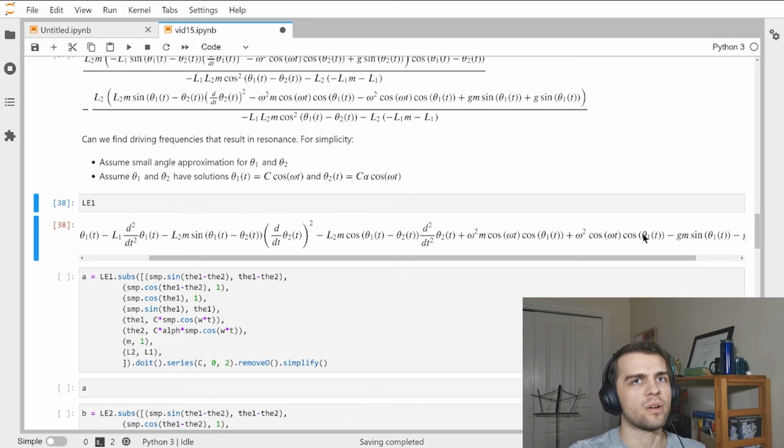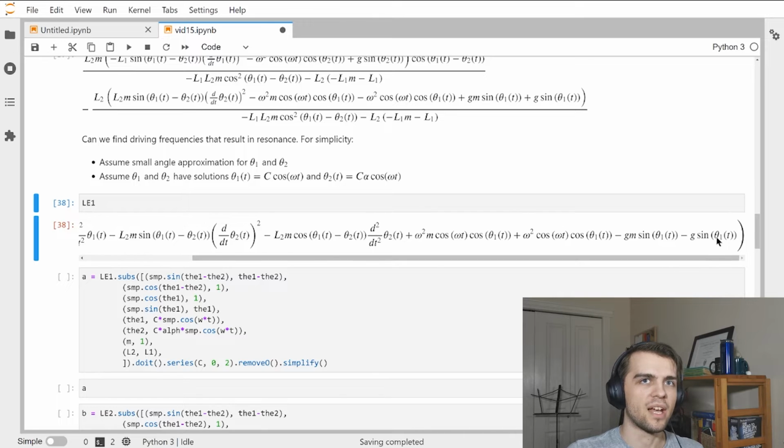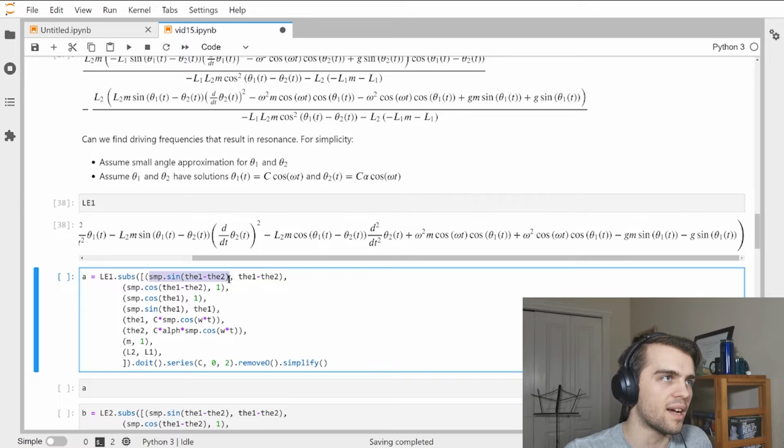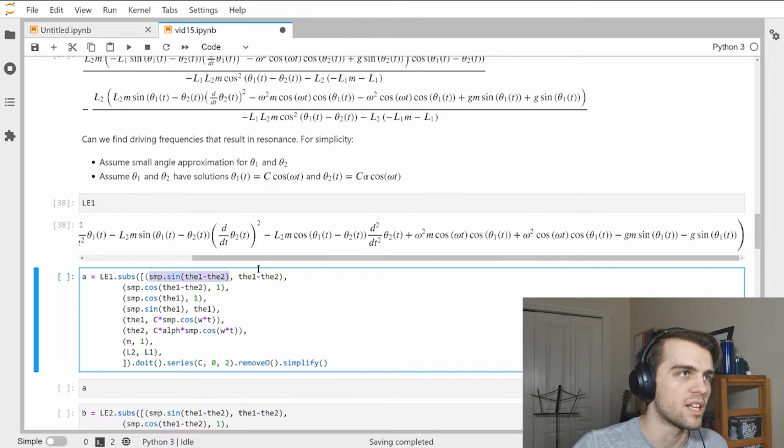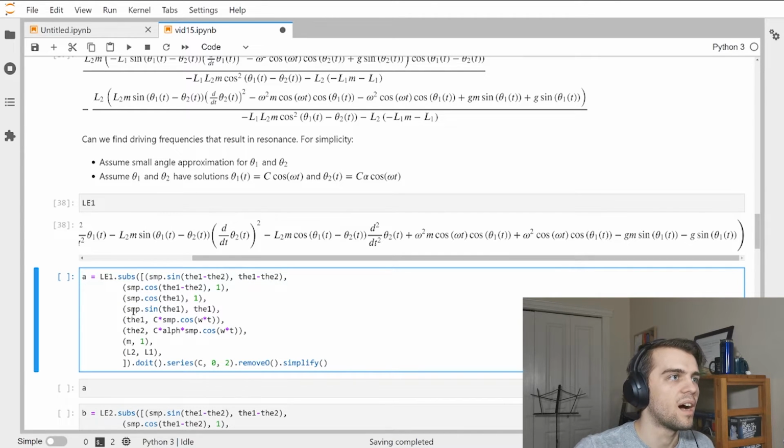That's the cos x is approximately equal to 1 approximation. And I also have cos of theta 1. I need to manually go through here and see all the places where I need to make a substitution. And you'll see that there's many places here. So I do that, and I say, okay, I'm going to substitute sin of theta 1 minus theta 2 with theta 1 minus theta 2, cosine of this with 1. So you notice I'm making all the small angle approximations here. And notice the form, of course, that this is in as well. Sin of theta 1 was theta 1.